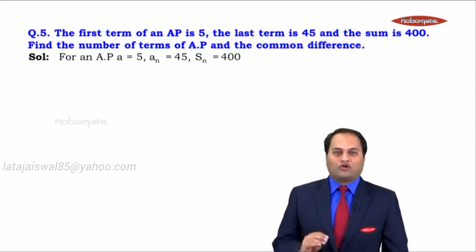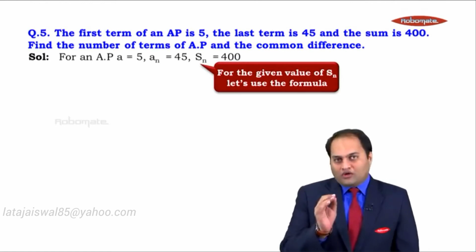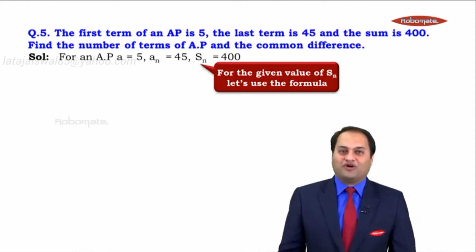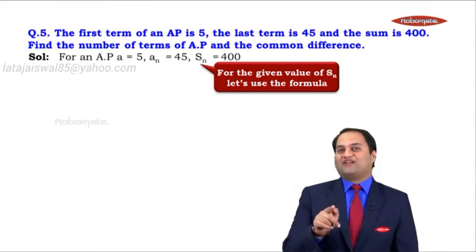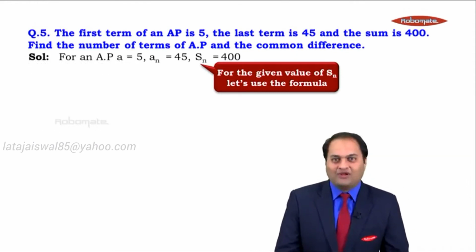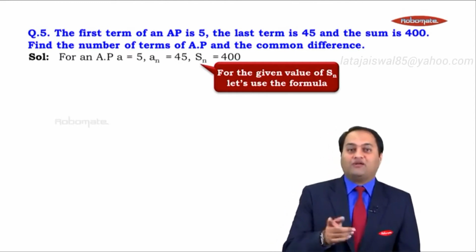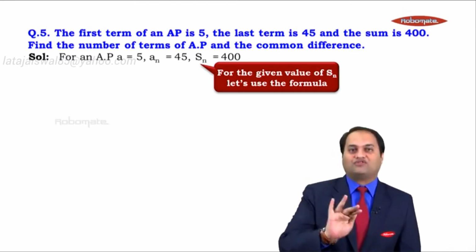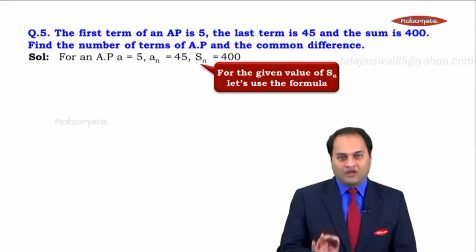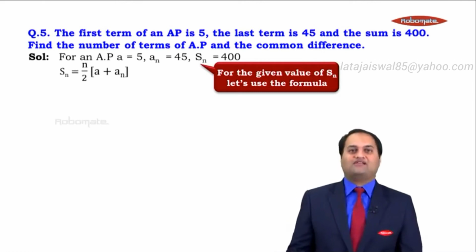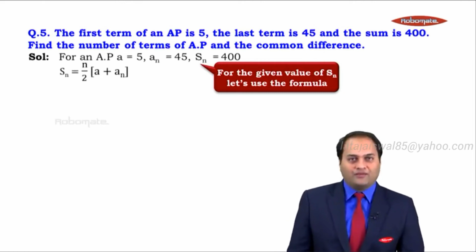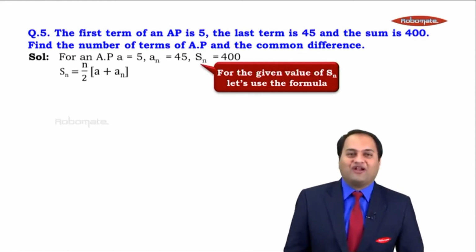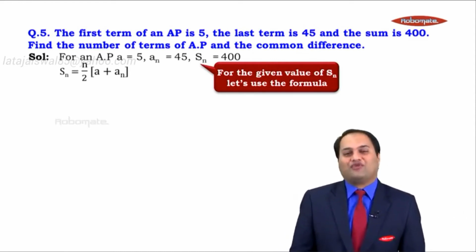Let's first concentrate on N. To find N, SN is known to us, A is known to us, AN is known to us. Can't we use the second formula of SN and find the value of N? Simple. Because you can't use the AN formula and find N, because D is not known to us. So in that formula there would be two unknowns, N and D. That's why we are not using the AN formula first. First let's use the SN formula. SN is equal to N upon 2 into A plus AN. Right? We know SN, we know A, we know AN. We can easily find out N. That's why we are using the SN formula first.